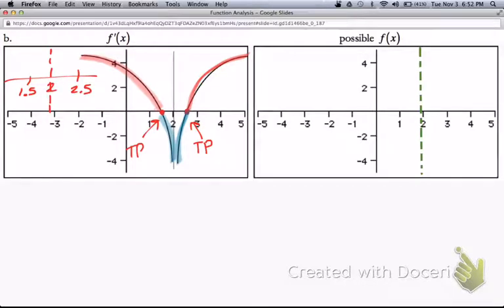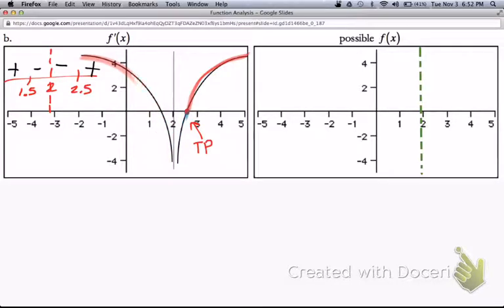And if we look at the values around these, everything to the left of 1.5 is positive. Everything in between 1.5 and 2 is negative. Everything in between 2 and 2.5 is negative, and everything to the right of 2.5 is positive again. So this means that it's increasing, decreasing, decreasing, increasing. Now, that's for the first derivative.